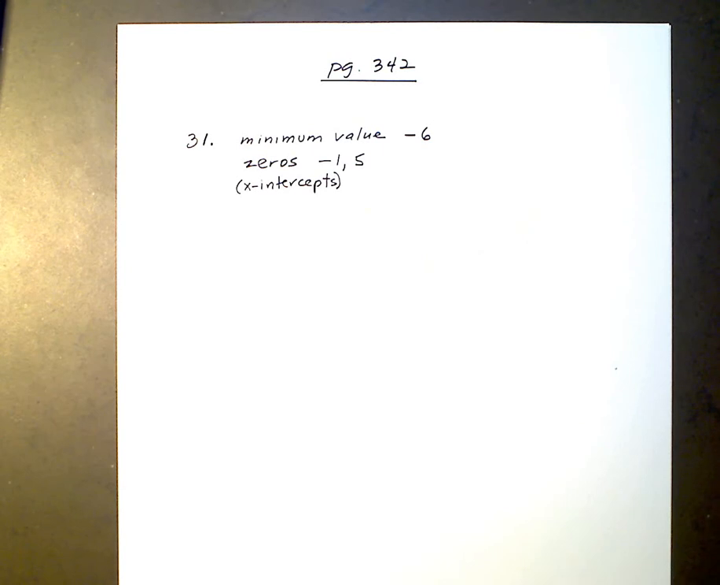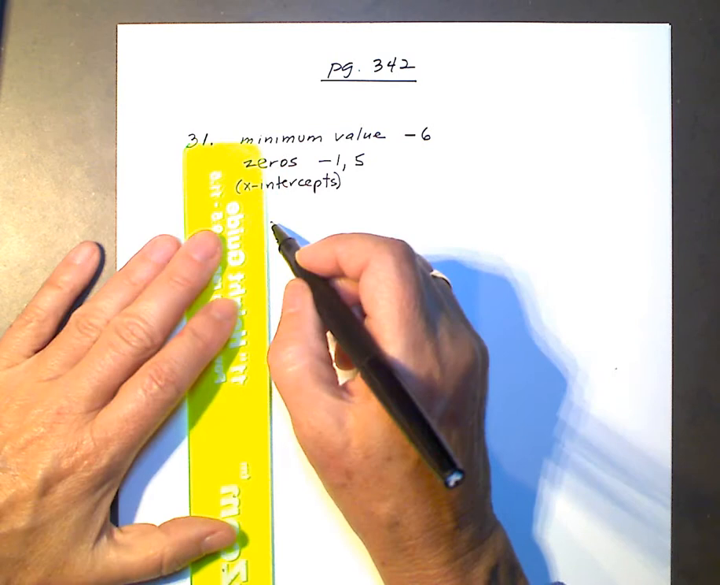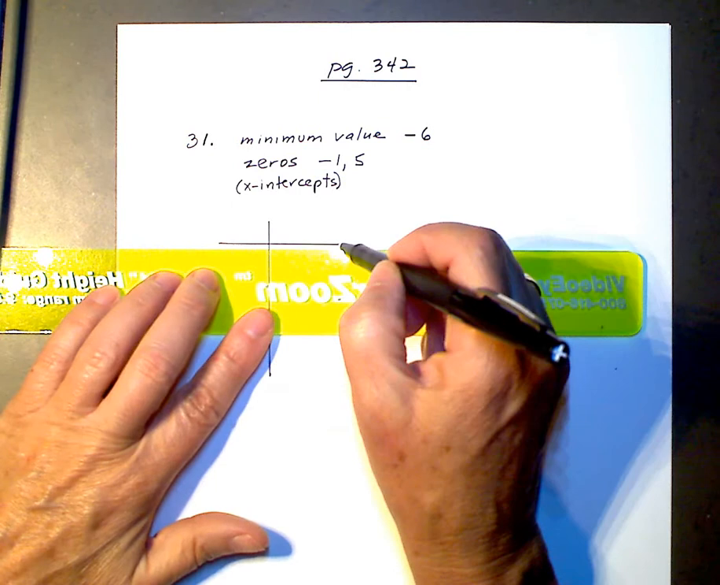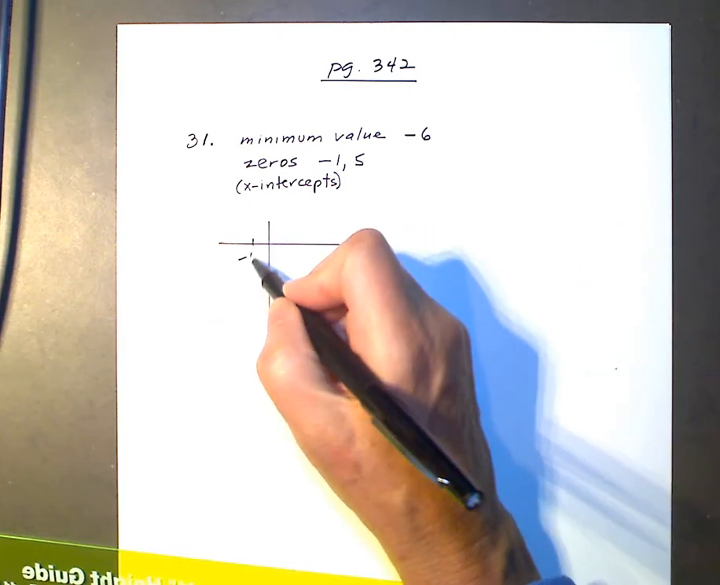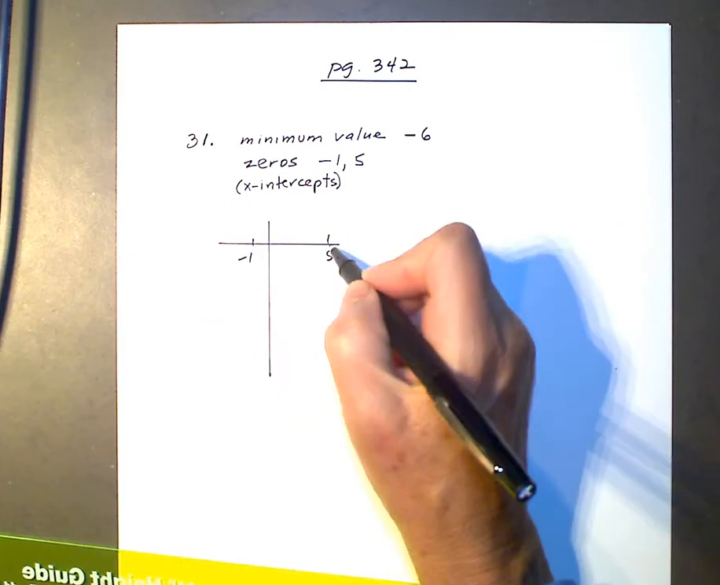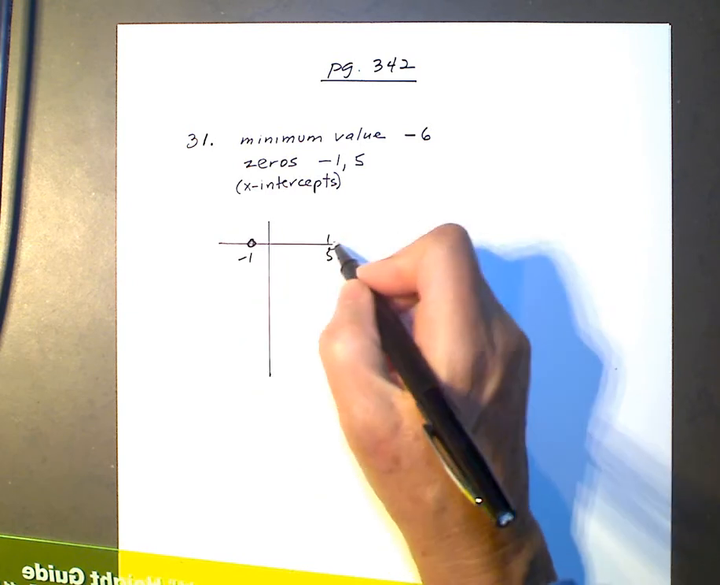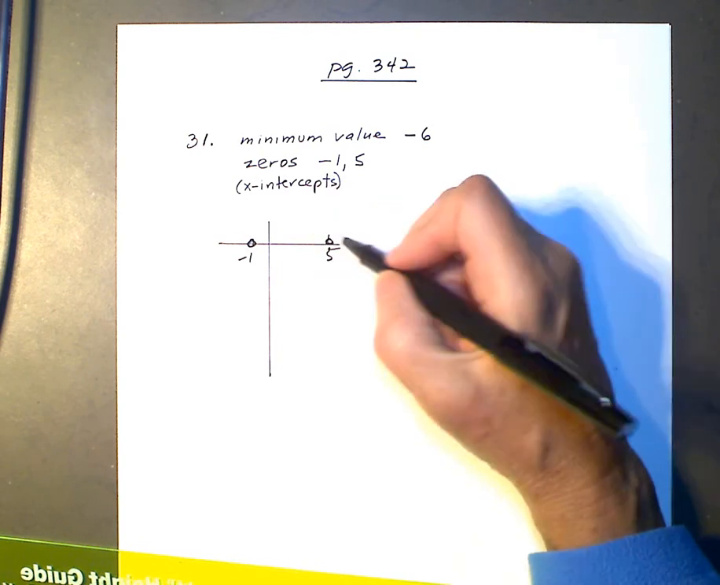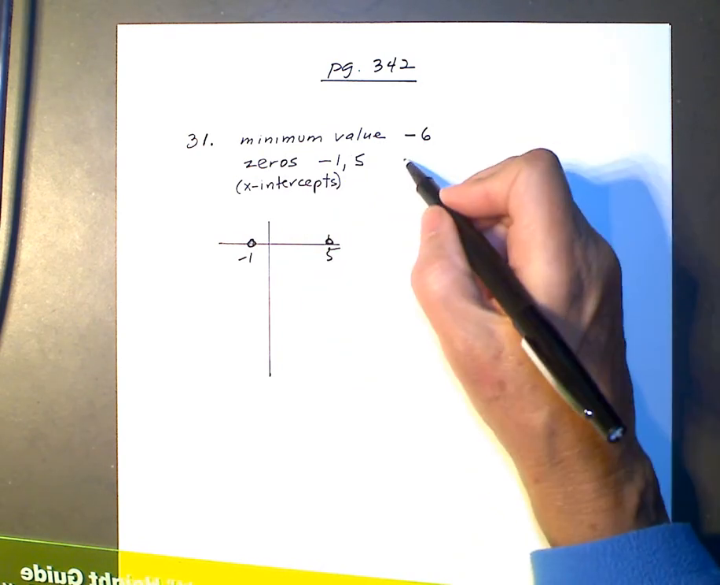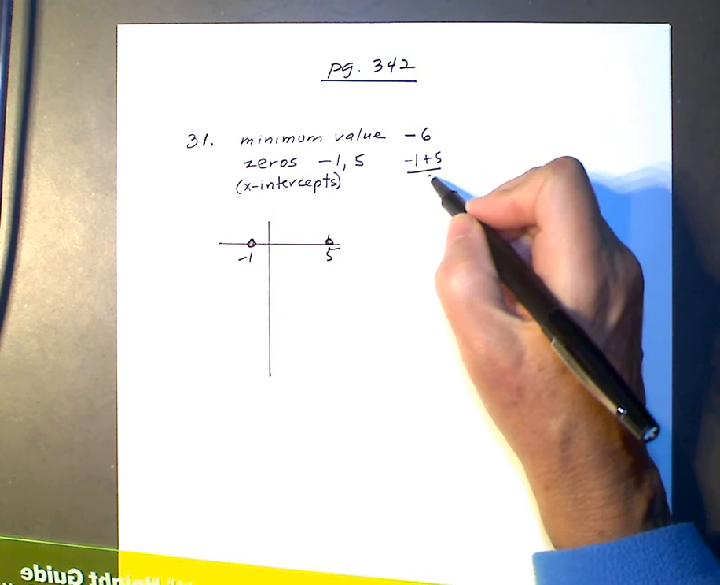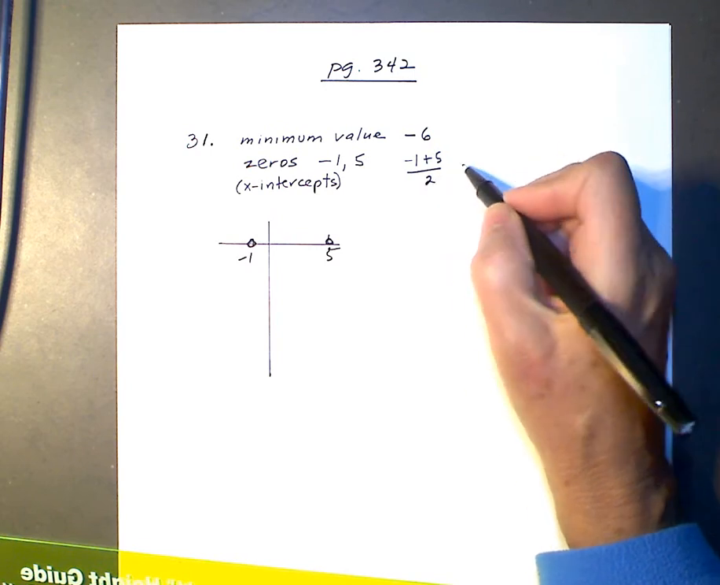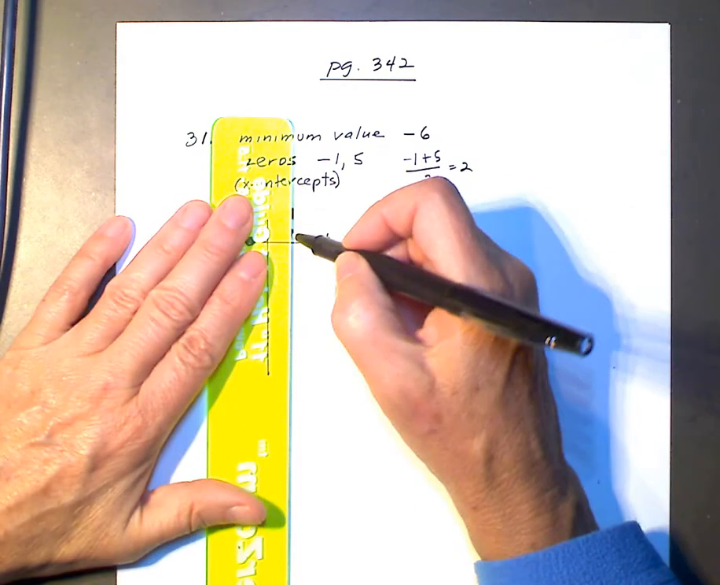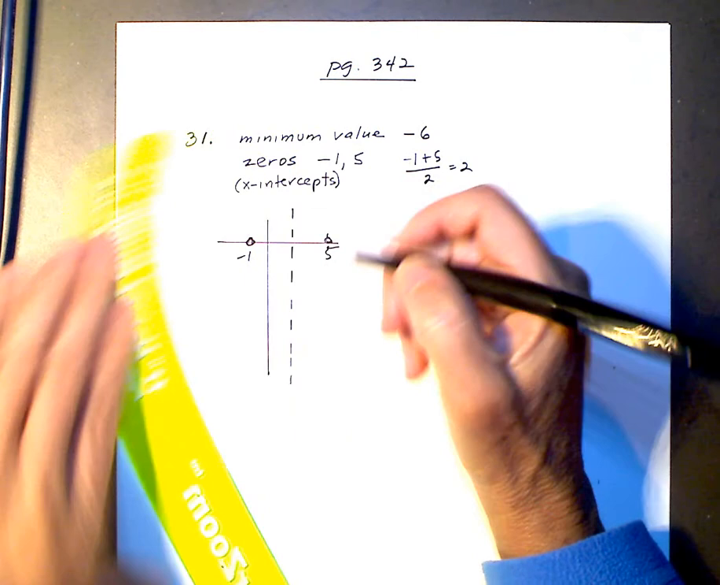So I'm just going to make a quick working sketch of that parabola. I have zeros at -1 and +5 on the x-axis, and a minimum value of -6. So my axis of symmetry is going to be halfway between -1 and +5, so that's going to be at 2. So the axis of symmetry is here at x equals 2.